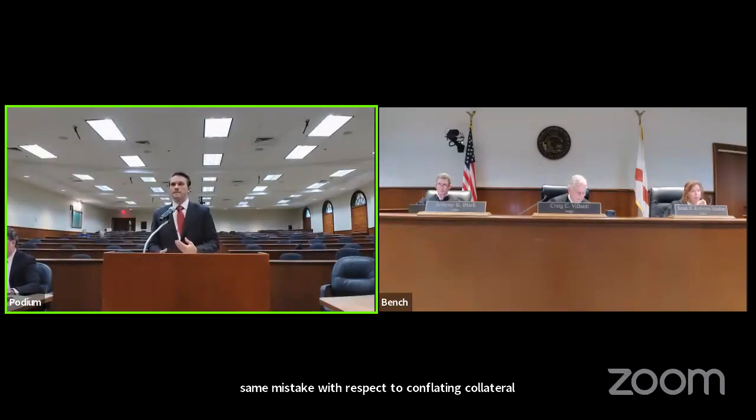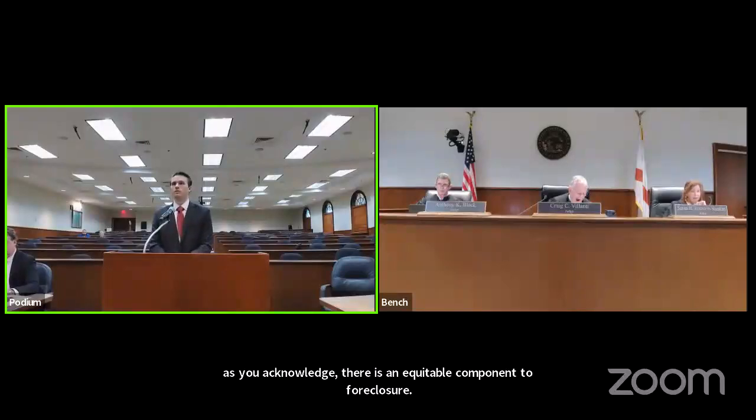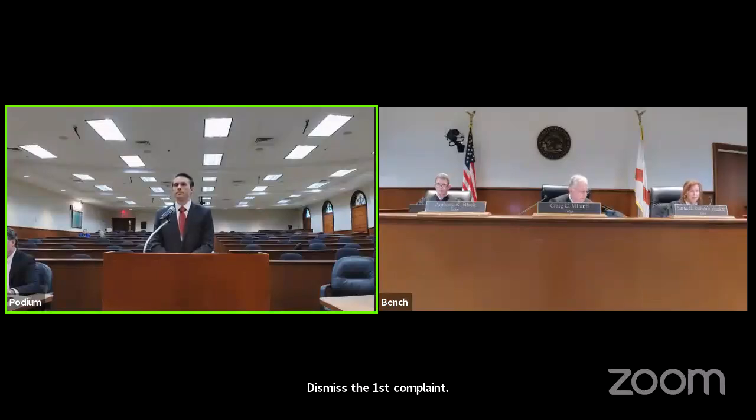Well, how do equitable principles fit into this then? Because, as you've acknowledged, there is an equitable component to foreclosure. And if the court has dismissed the first complaint because of the misconduct of the mortgagee, doesn't that have to have some teeth? I mean, doesn't that have to have some meaning if this is an equitable proceeding?